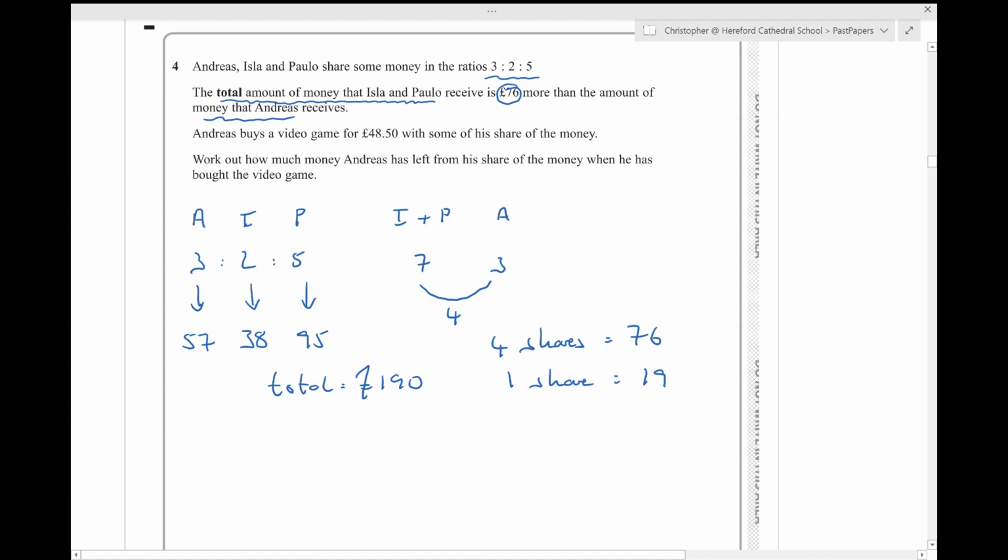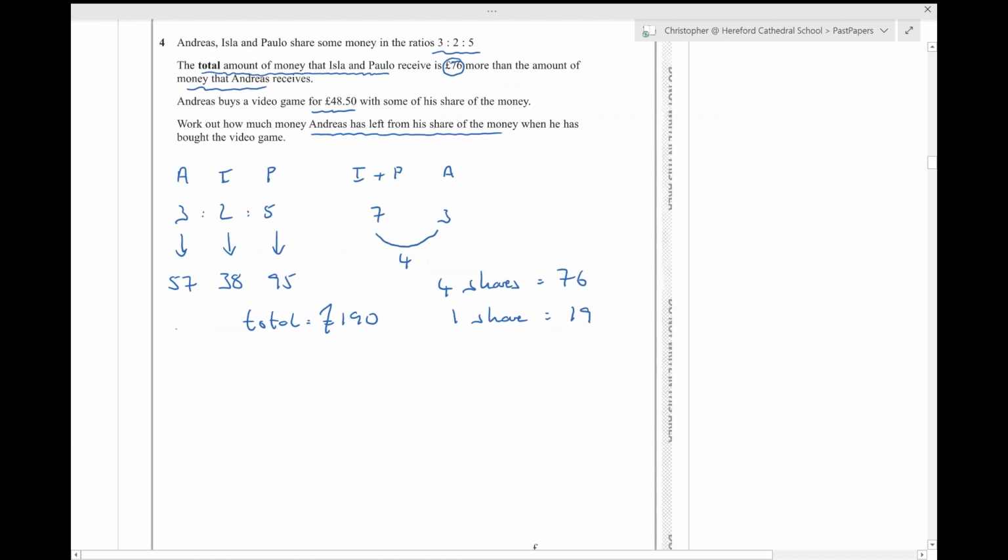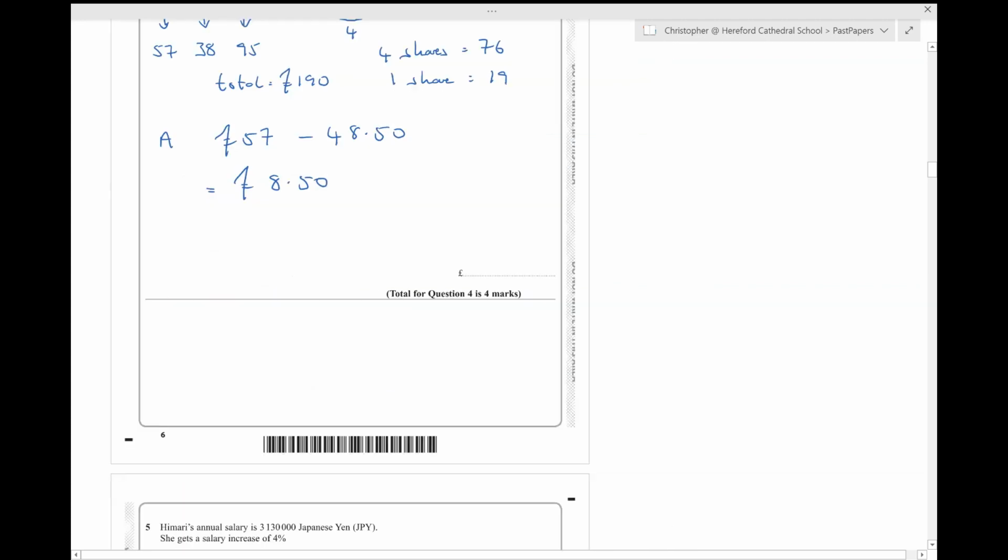Now let's actually read the question. Andreas buys a video game for £48.50 with some of his money. Work out how much money Andreas has left after he's bought the video game. Well, we've already worked out that Andreas has £57, and then he spends £48.50, which means he must have 57 minus 48.50. He must have £8.50 left. And that is the answer to question 4.